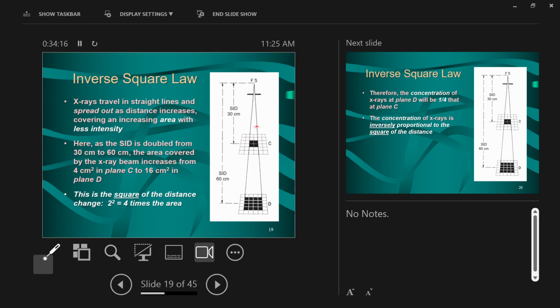So if you look, focal spot's up top. Distance 1 is 30 centimeters. Distance 2 is 60 centimeters, just 2 different distances. And at distance 1, the light field covers 4 squares, okay? If each of these squares was a centimeter, then we can say the light field covers 4 square centimeters, okay?